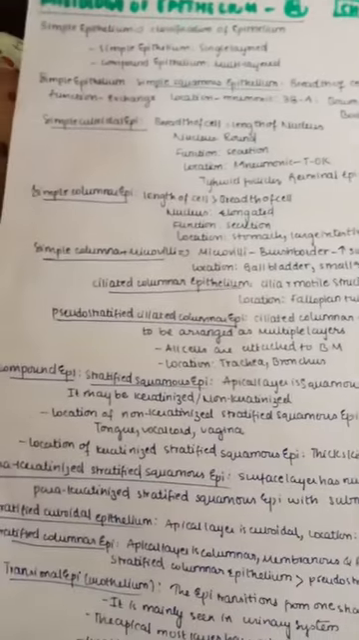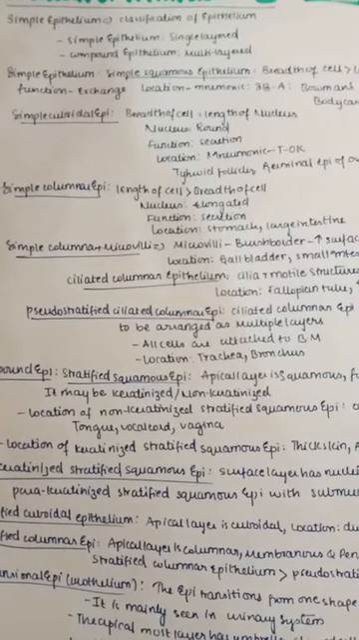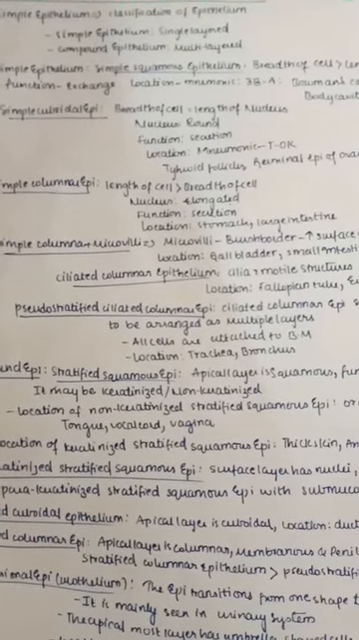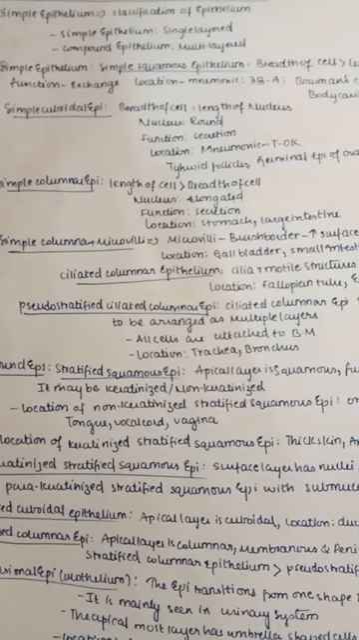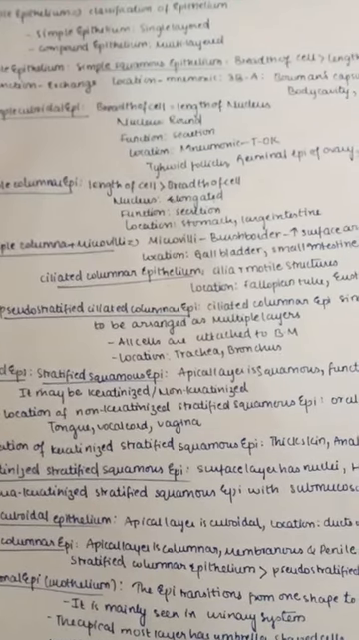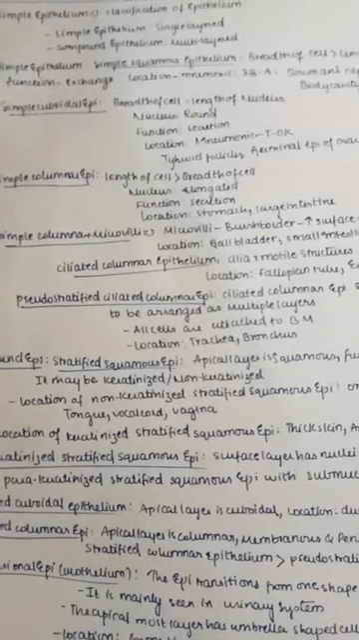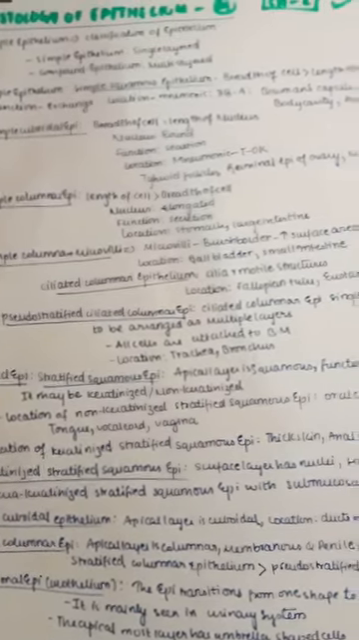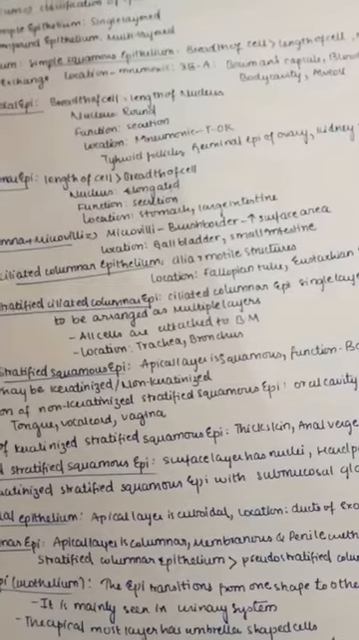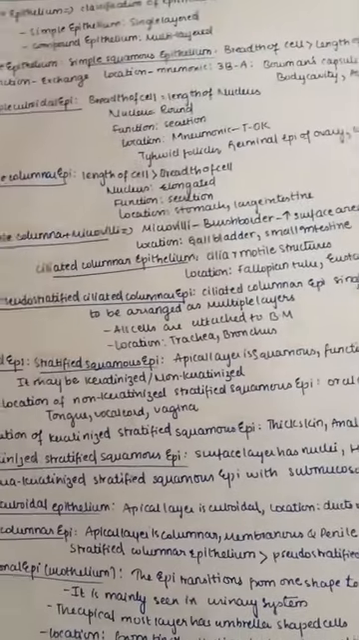Next we have simple columnar epithelium. Here the length of the cell is greater than the breadth of the cell, so the nucleus is elongated, and the function is mainly secretion. The location is stomach and large intestine. Simple columnar along with microvilli: the microvilli form the brush border, so they increase the surface area, and the location is mainly gallbladder and small intestine.